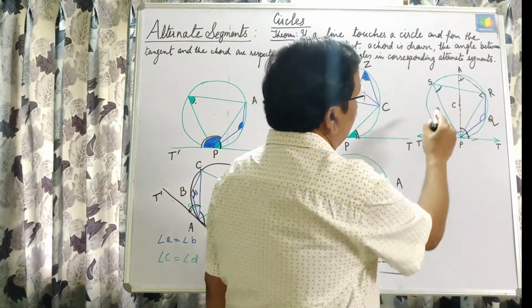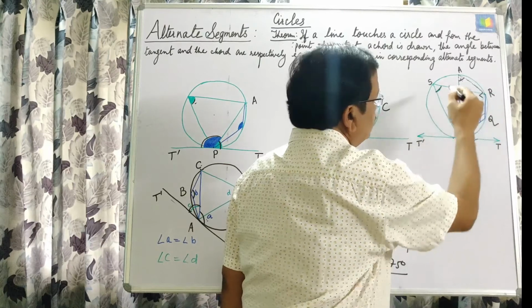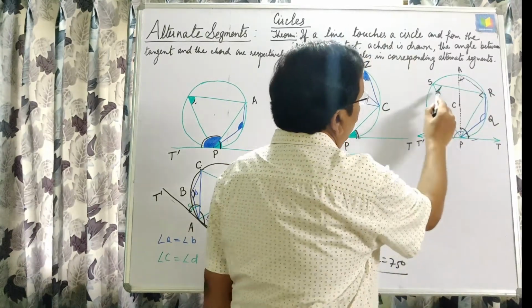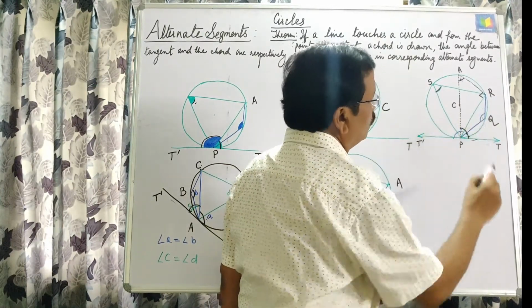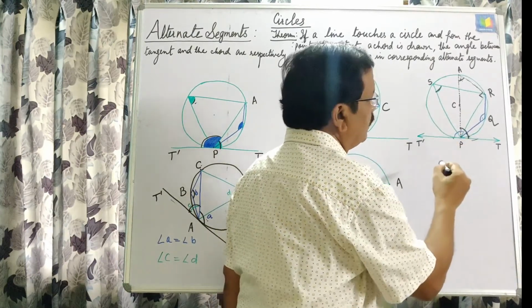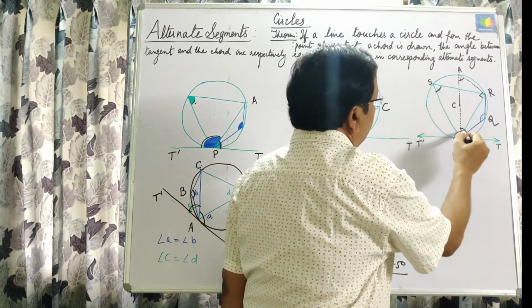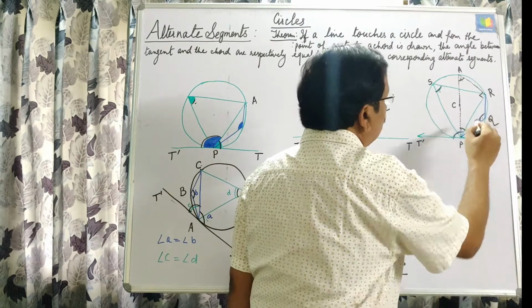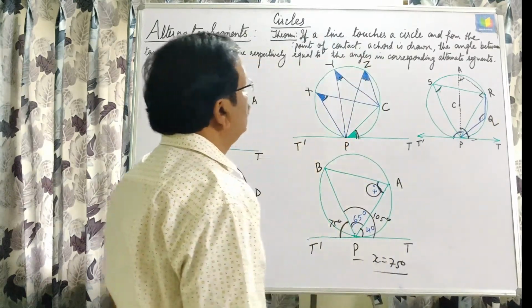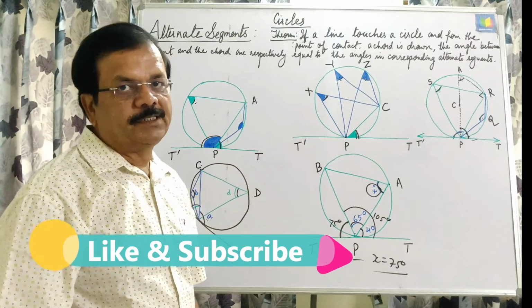Again, by the same way, this is a cyclic quadrilateral. SPQR is a cyclic quadrilateral. So angle S plus angle Q is equal to 180, and here this angle plus this angle is 180 degrees, and that is why if this is equal to this, then the other angle will also be equal to this. And this is the tangent chord theorem or alternate segments theorem.